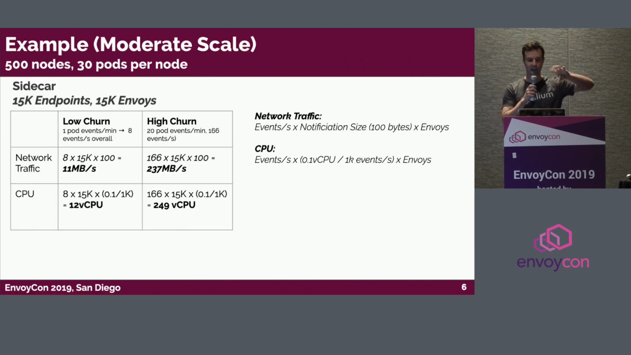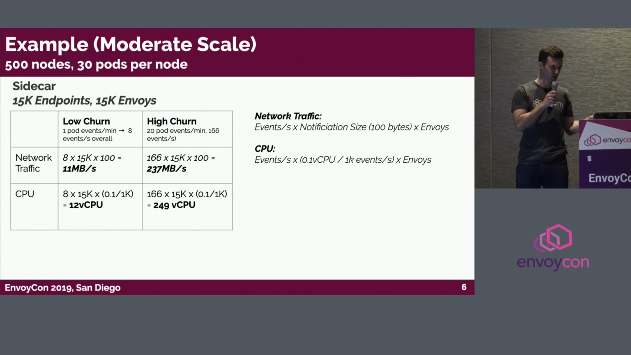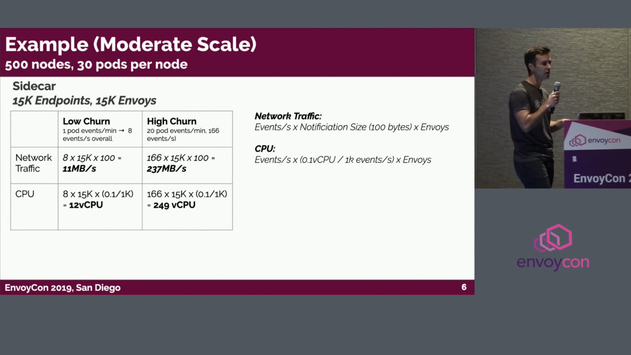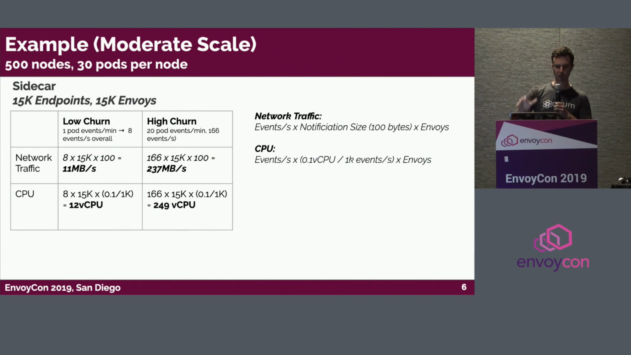So let's look at a moderate scale example, both for a low churn and a high churn example. The low churn example would be when workloads are actually not changing much. For that scenario, we're assuming basically one pod event per minute, per node, which means that one pod per minute is being added or being removed from the node on each node. And then the high churn one, that will be the one when you're actually scaling up and down or you're adding nodes or you're actually running batch jobs. In that environment, you have 20 pod events per minute per node. Still not a massive amount. For this moderate scale, we're kind of looking at 500 nodes with 30 pods per node. So nothing massive, like moderate scale.